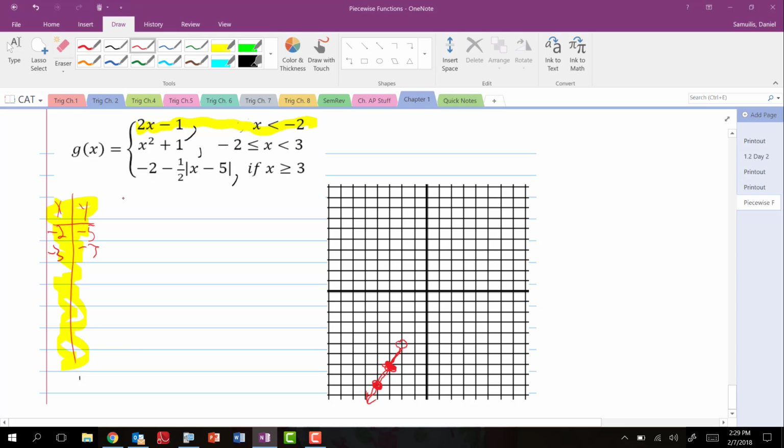Then I go to the second piece. This is not rocket science. Any student that ever said this was tough, they're wrong. Just pay attention and follow. Should I plug in negative 2? Well, of course I should, right?